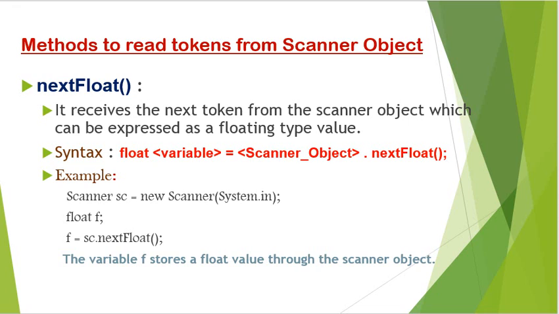So Scanner sc equals new Scanner(System.in), with this we have created the object. Then float f: f is the variable that we have created to accept only floating values, and since the user will give only float values, the real numbers, we have declared here the function nextFloat. This function will accept any real value from the user and store it in the variable f.